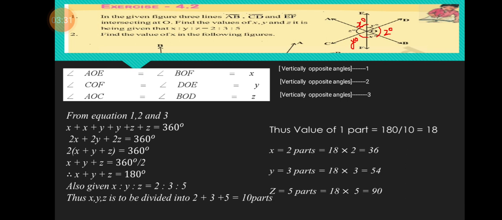Now also given here is AOC equal to z degrees, which is equal to BOD. As they are vertically opposite angles, we say that BOD is also equal to z degrees. So we have first used the property of vertically opposite angles, and now we are going to use the property of the sum of angles around a point.